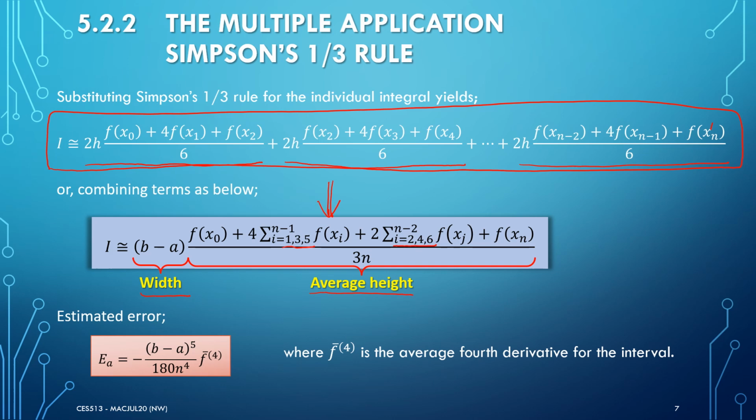Okay, so the estimated error for the multiple application Simpson's rule can be obtained by this equation, which is Ea equal to negative (b minus a) to the power of 5 divided by 180 times n to the power of 4, multiplied by the average fourth derivative for the interval.